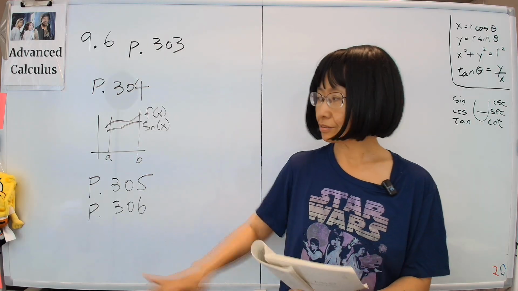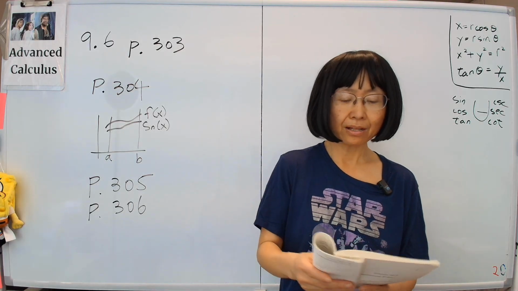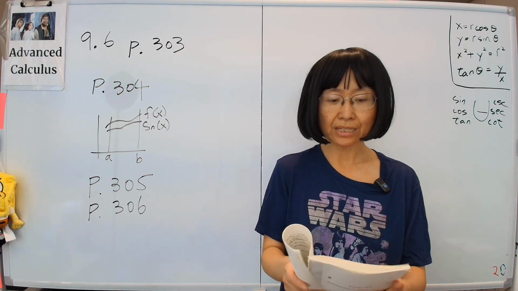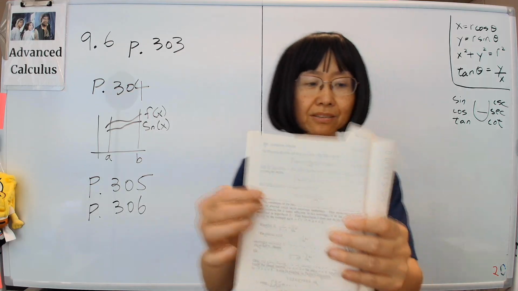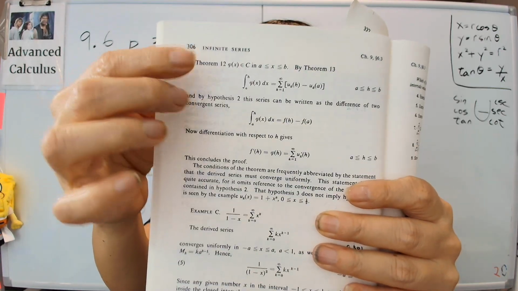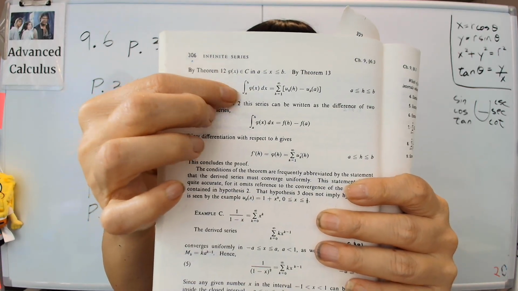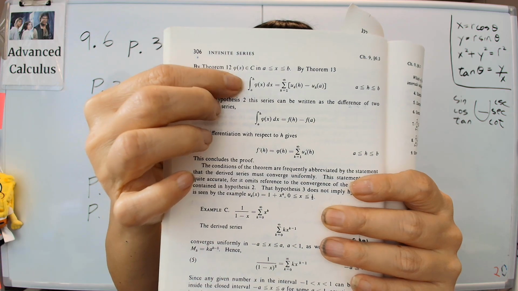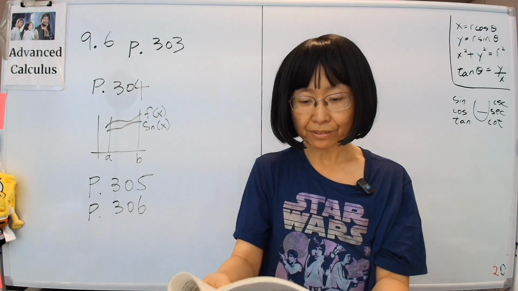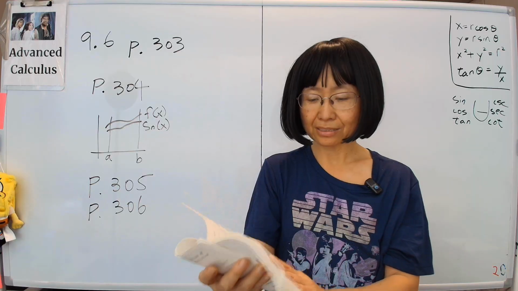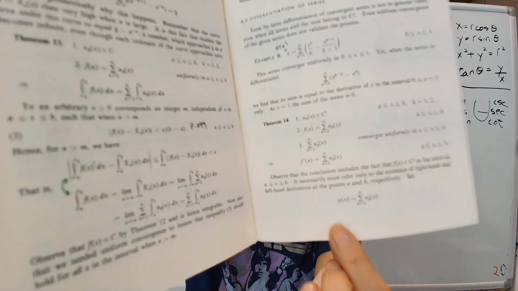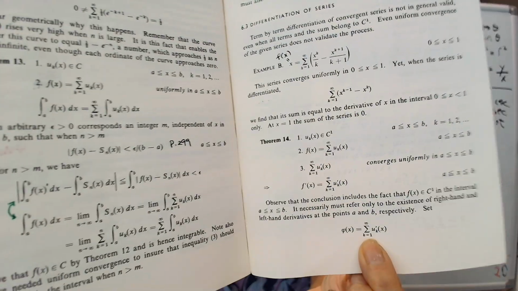Let's turn to the next page. Phi of x is the sum of a uniformly convergent series of continuous functions, so by theorem 12 that we just looked at, phi is a continuous function. And so it is integrable, and we can put the integral sign on one side and on the other side. By the previous theorem, we can put the integral sign on the inside of the sum, integrating from 0 to h.